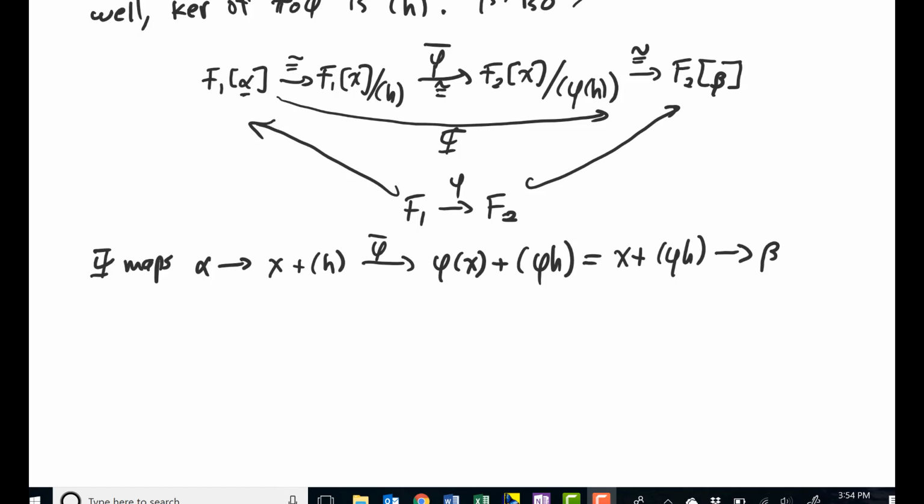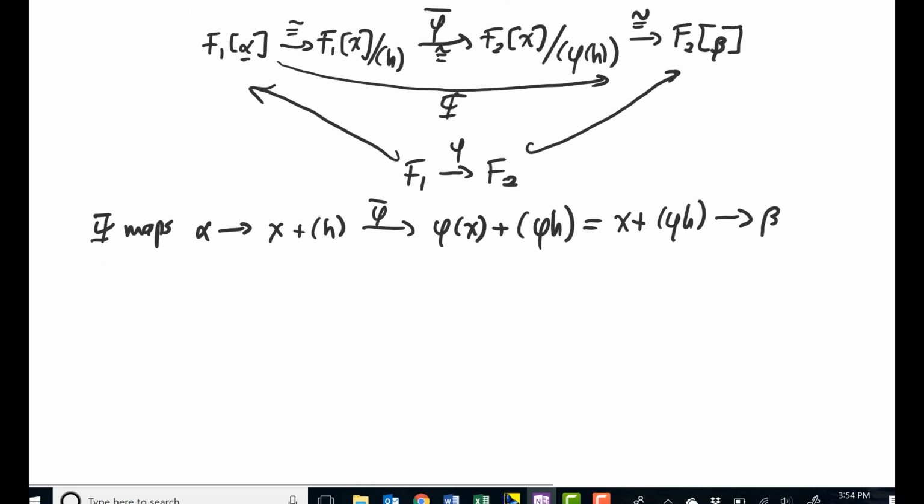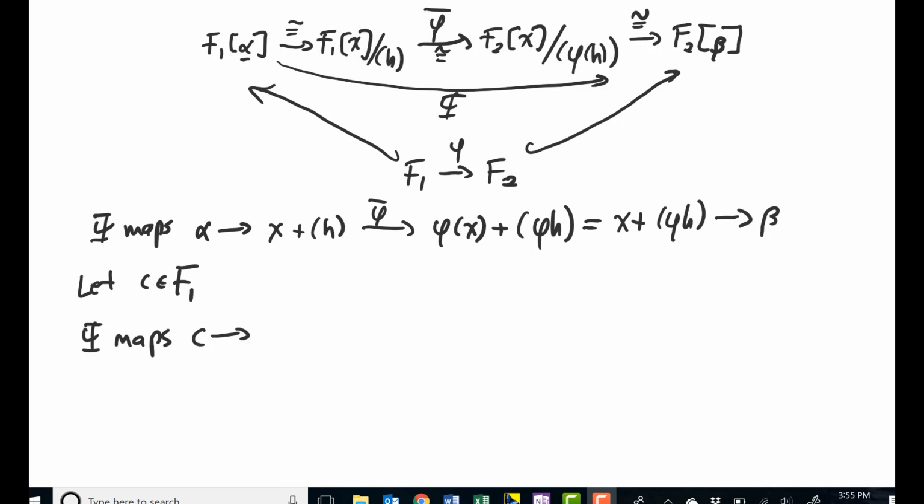So that's the first thing we needed, that capital psi really took alpha to beta. And you just had to follow all these isomorphisms. What about, is it an extension of little phi? All right, so let's start with C and F1 and see where things go.